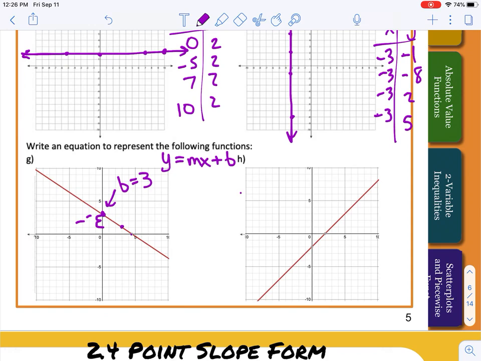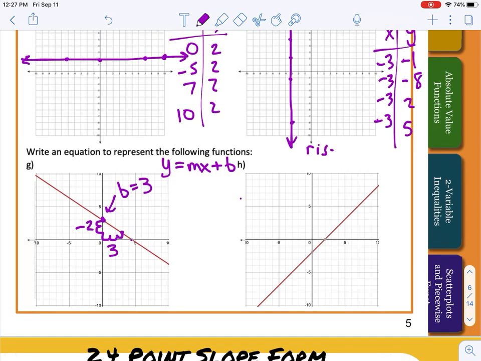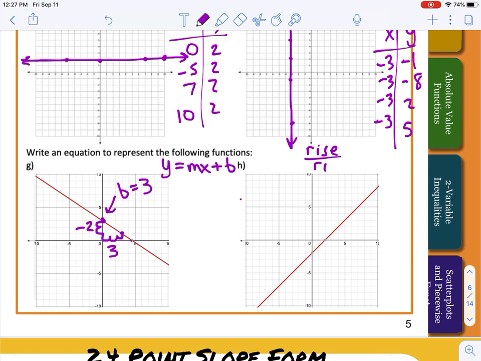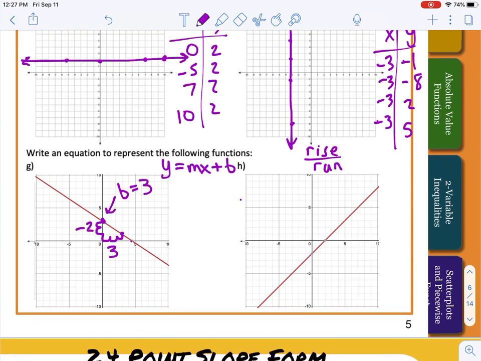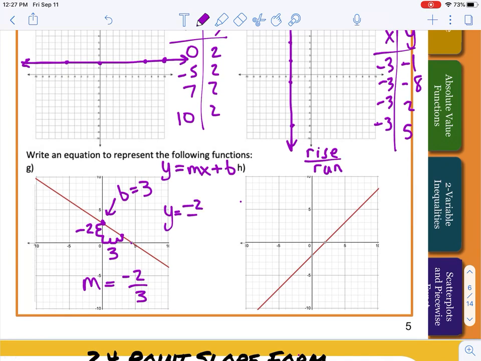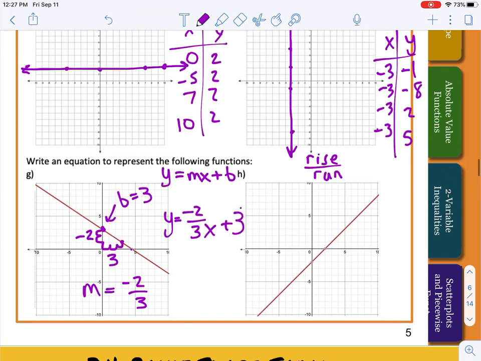So I count down 2, that's negative 2, and I count positive 3. So my rise, once again, rise over run, is slope negative 2 over 3. Plug it in. Y equals negative 2 thirds x plus 3 for that line.